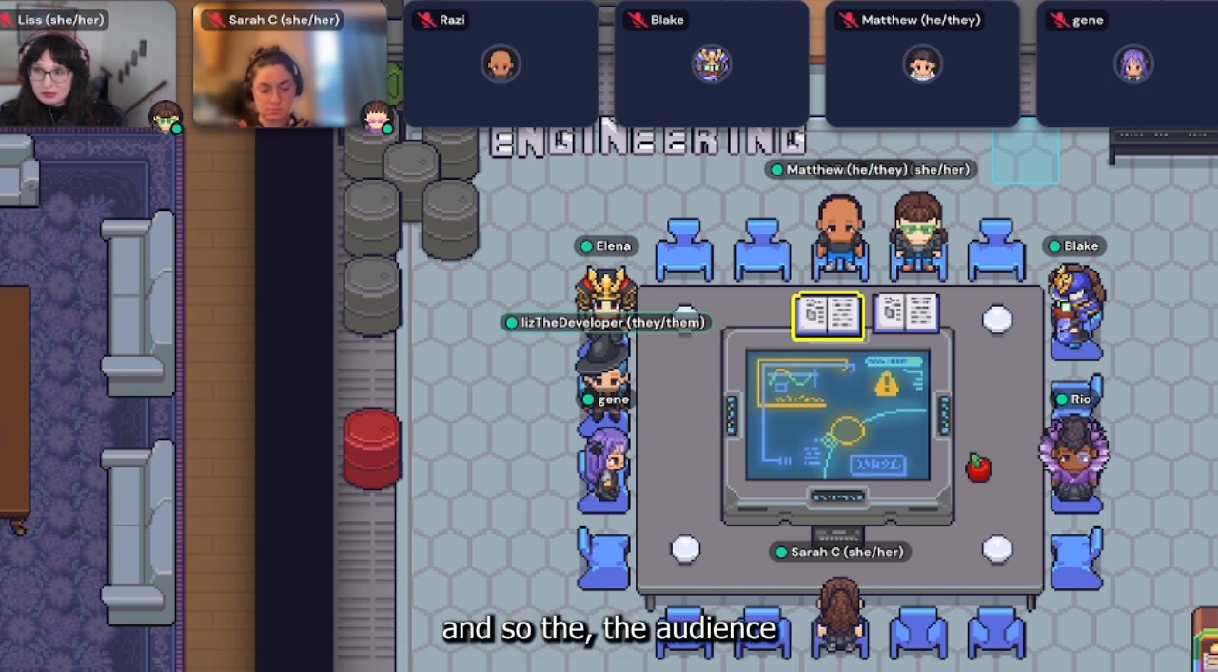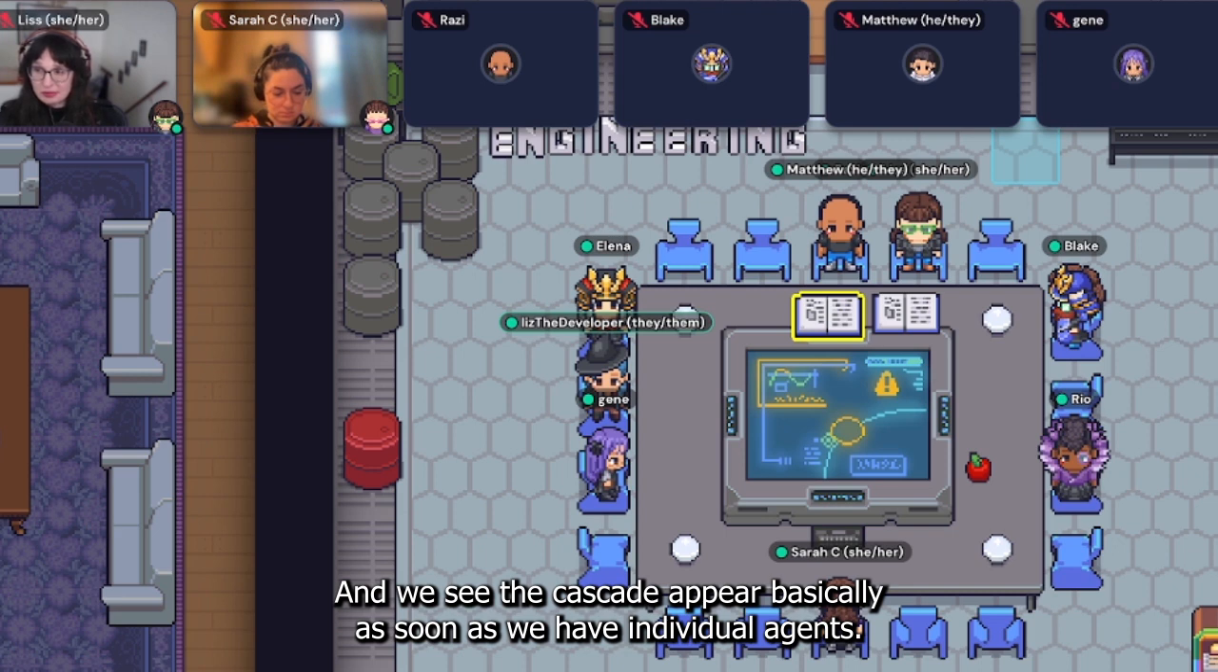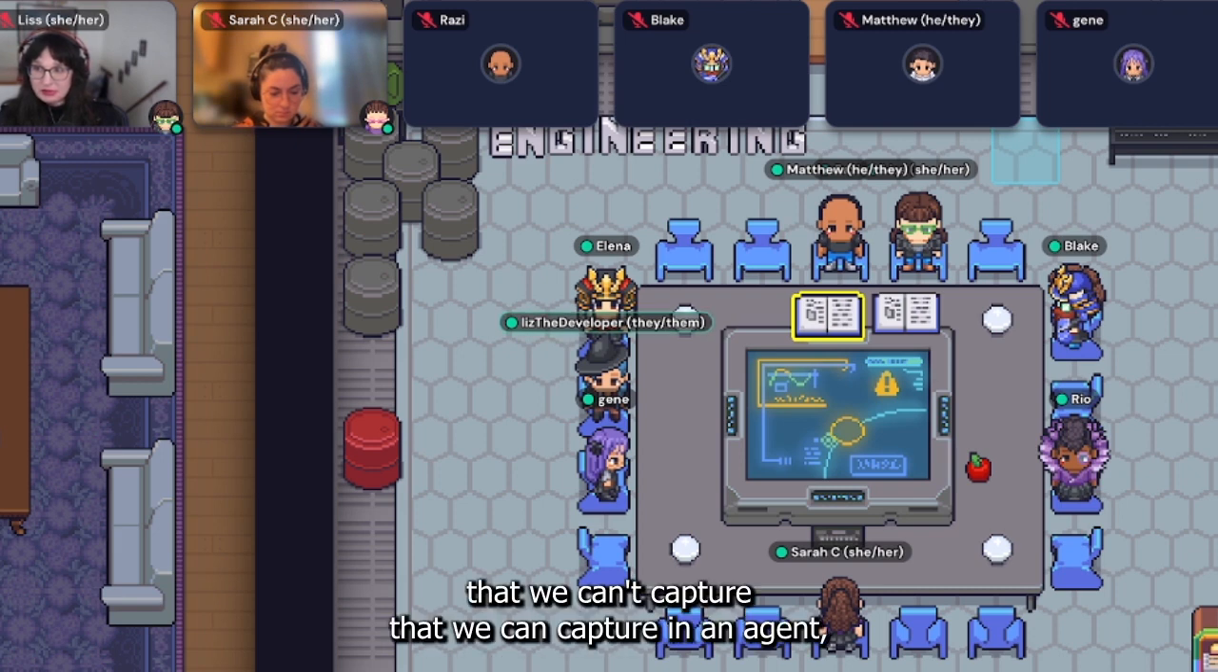And so in the audience model at the very beginning, we just have a number. We just have people in the audience. And then we add individuals in the audience, and if a certain number of individuals stand, then other individuals will, and we see the cascade appear basically as soon as we have individual agents. So we're seeing this problem. What are the key differences here? What is it in our spreadsheets that we can't capture, that we can capture in an agent simulation?